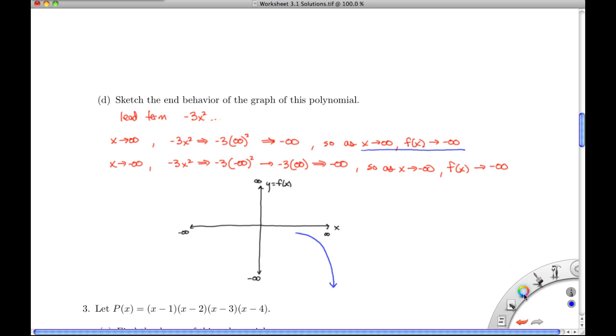And then also, if we were to consider, well, as x goes to negative infinity, so we start moving along the x-axis towards negative infinity, our function is going to head down towards negative infinity as well. So that's one way that we could sketch end behavior. And again, we don't know what's going on in between, but we can figure that out later.